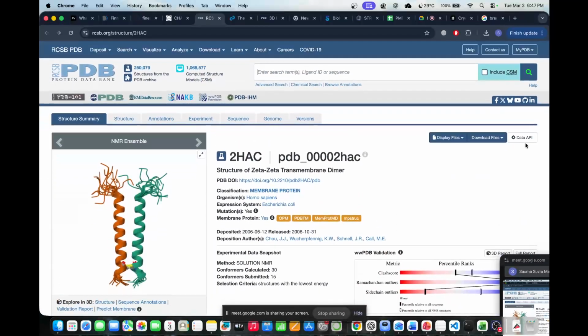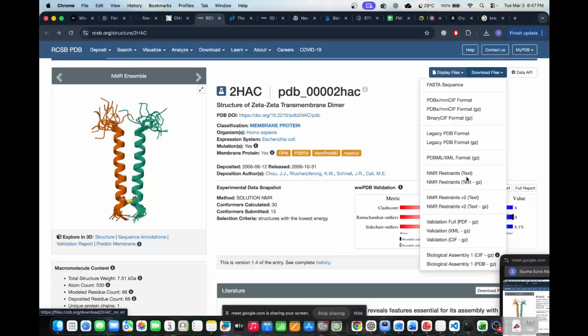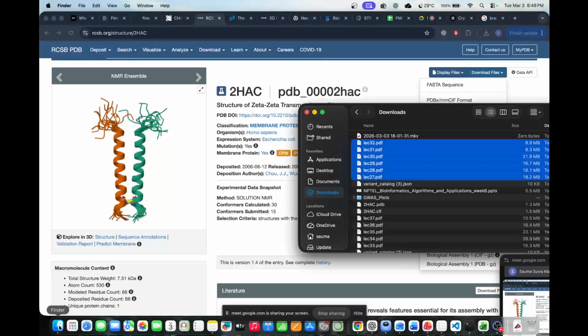Now, if you want to download this structure, you go to download files. There are a lot of options present. FASTA will give you the whole sequence, and these are CIF formats. We are not going to go into details with the CIF formats. The legacy PDB format is the .pdb file. I've already downloaded this particular file. If you want, you can download it. It's a very small file that you can download.